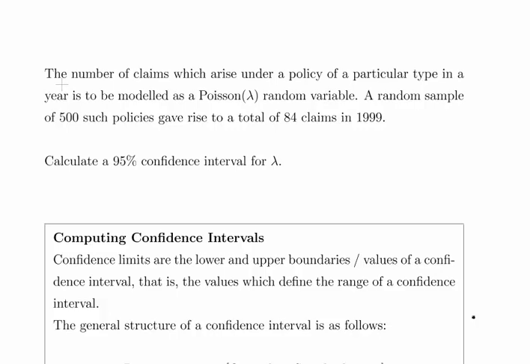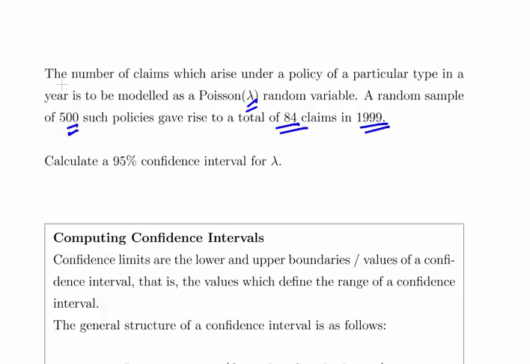Okay, in this presentation we're going to look at how to compute a confidence interval for a Poisson random variable. The number of claims that arise under a policy of a particular type in a year is to be modeled as a Poisson random variable with parameter lambda. A random sample of 500 such policies, that's a large sample, keep that in mind, gives rise to a total of 84 claims in 1999. Calculate a 95% confidence interval for lambda.